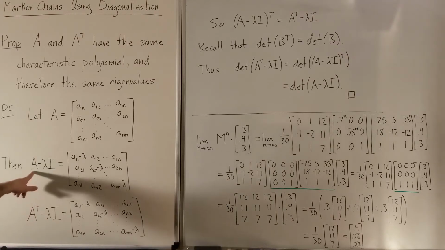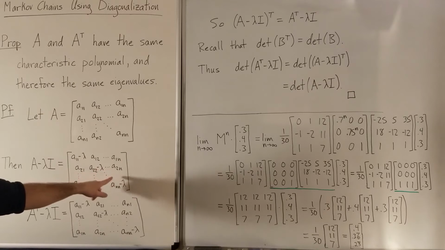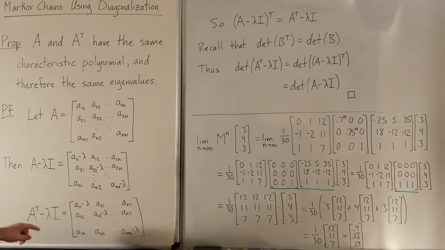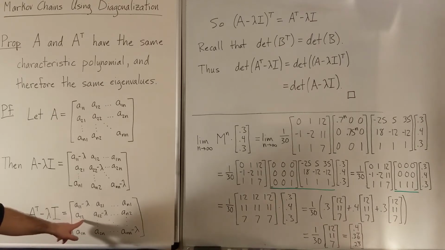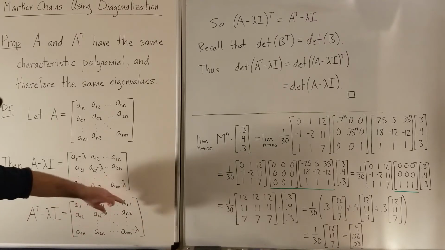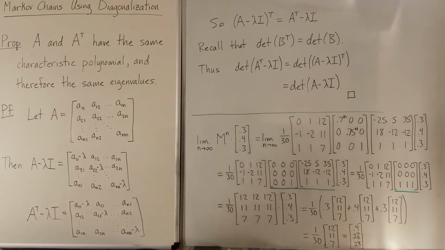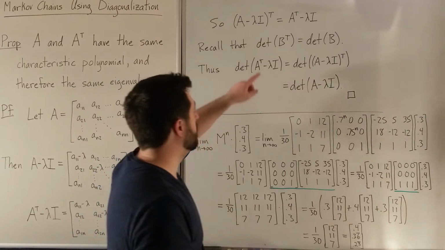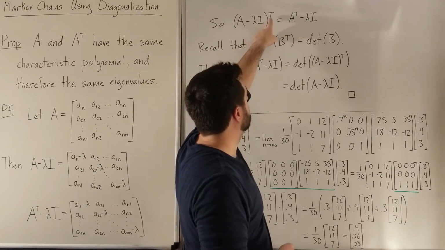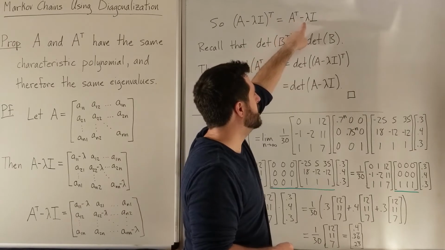So here I have A minus lambda I. I've literally just taken a lambda off of each diagonal entry. And for A transpose minus lambda I, we do the exact same thing. I've switched all of the indices from, say, 2, 1 to 1, 2. So everything got flipped, transposed, and I'm still subtracting lambda off the diagonal. And the idea is that this and this, with the lambda subtracted off, are now transposes of each other. So that's what I've written right here. A minus lambda I, the transpose of that, is equal to A transpose minus lambda I.